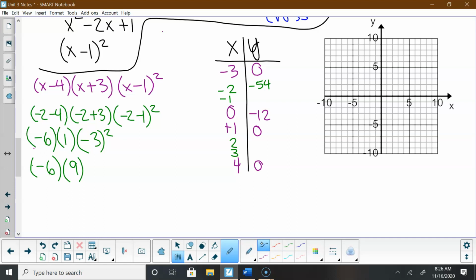Alright, what do you guys get for -1? Negative what? 40. What did you guys get for 2? -10. And what did you guys get for 3? -24. And I got a 0. Three. Yep, it should be -24.